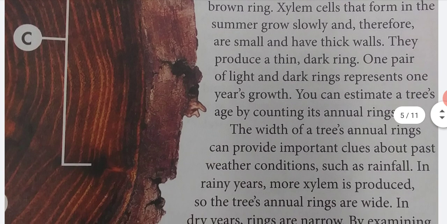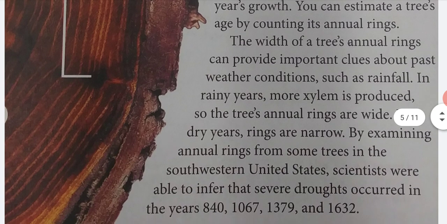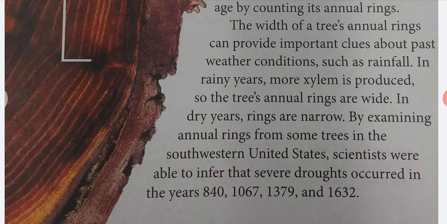One pair of light and dark rings represents 1 year's growth. You can estimate a tree's age by counting its annual rings. The width of a tree's annual rings can provide important clues about past weather conditions, such as rainfall. In rainy years, more xylem is produced, so the tree's annual rings are wide. In dry years, rings are narrow. By examining annual rings from some trees in the southwestern United States, scientists were able to infer that the severe droughts occurred in the years 840, 1067, 1379, and 1632.